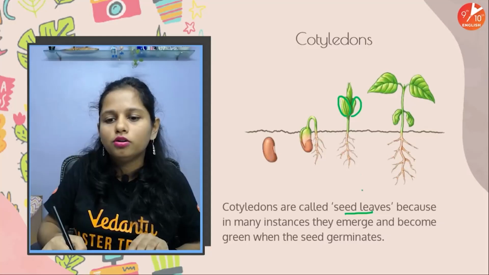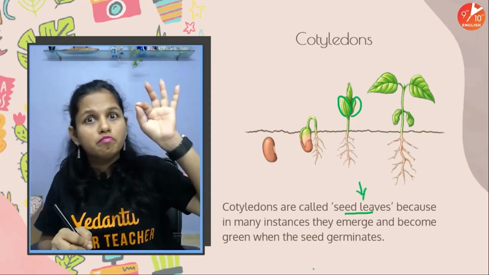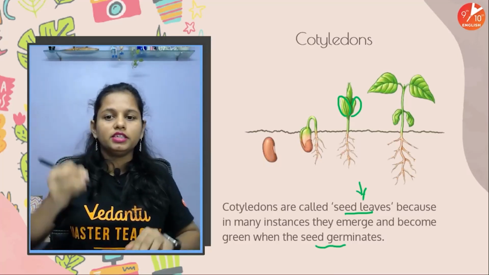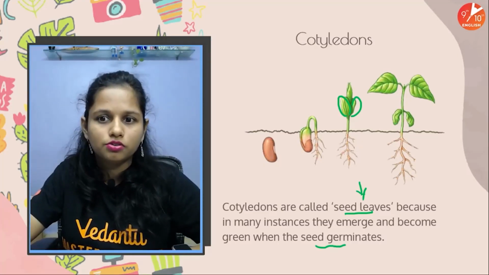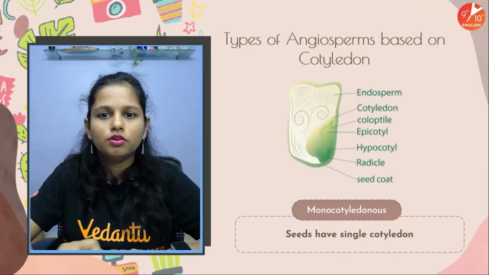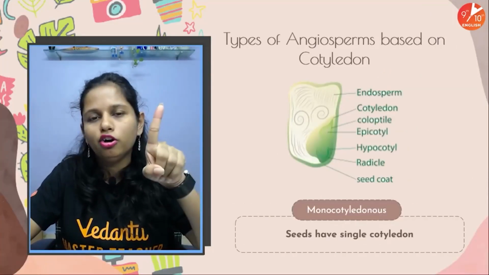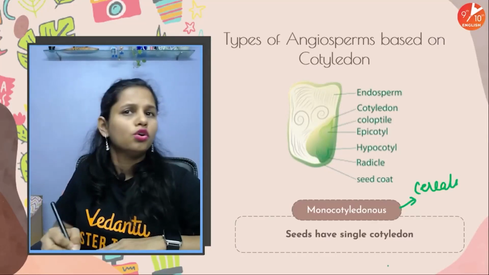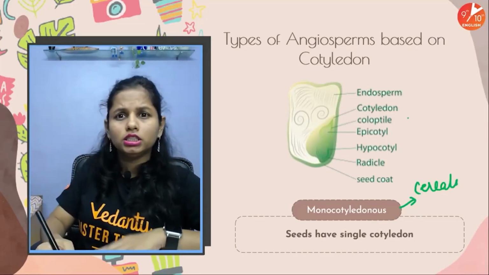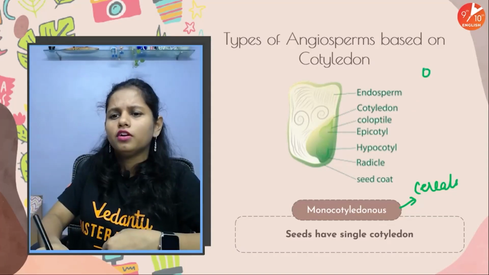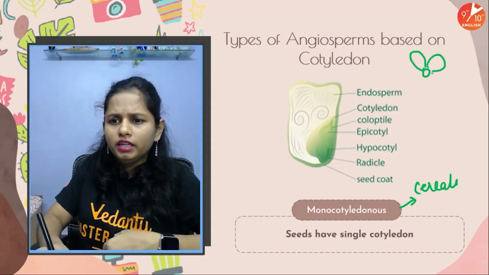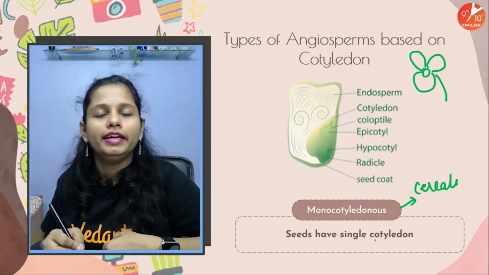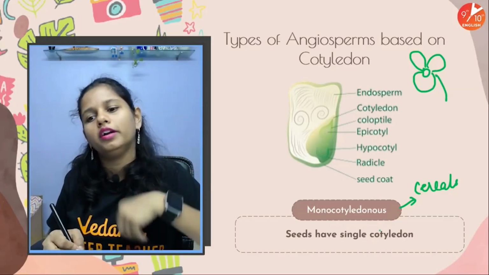Cotyledons are also called seed leaves because in the majority of instances, when the seed germinates, it transforms into green structures called cotyledons. There can be one cotyledon, as I gave you an example in the case of all the cereals. Besides that, the flowers which have three petals, such kinds of plants are usually called monocots.